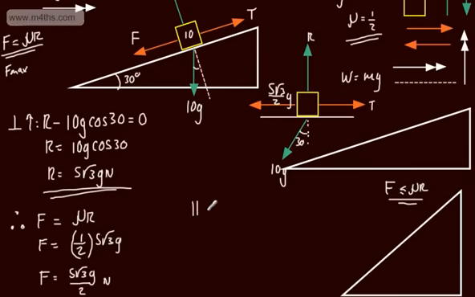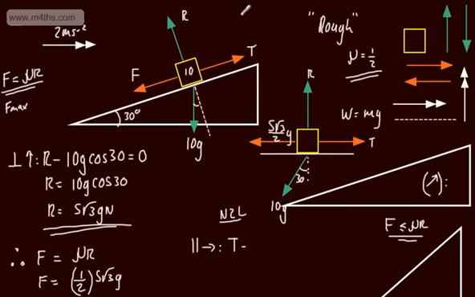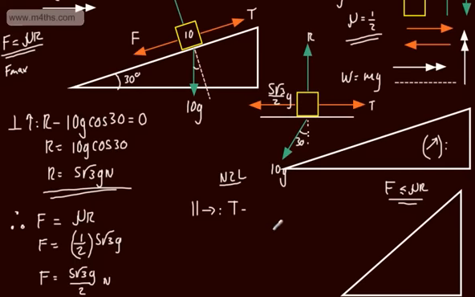So what I'm going to say is resolving parallel to the plane, or if you wish, you could say up the plane. The general convention is that we resolve in the direction of the motion. So using Newton's second law, we've got T. Now be very careful here. We've got minus the frictional force. This isn't in the direction of motion. We've got acceleration in this way. If the acceleration was in the other way, we'd have F minus T.